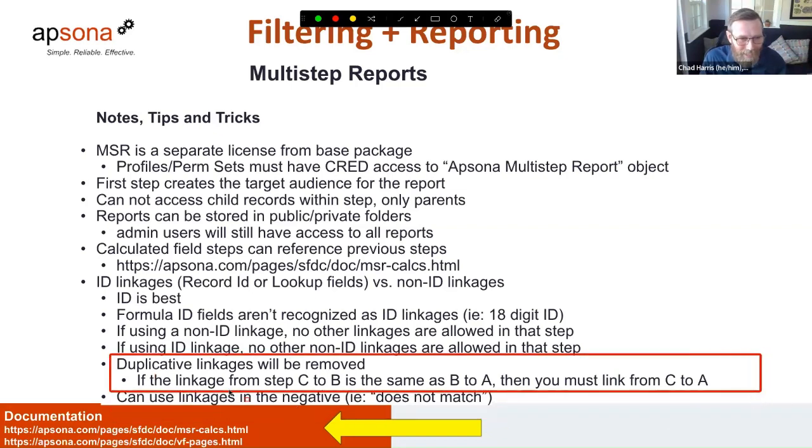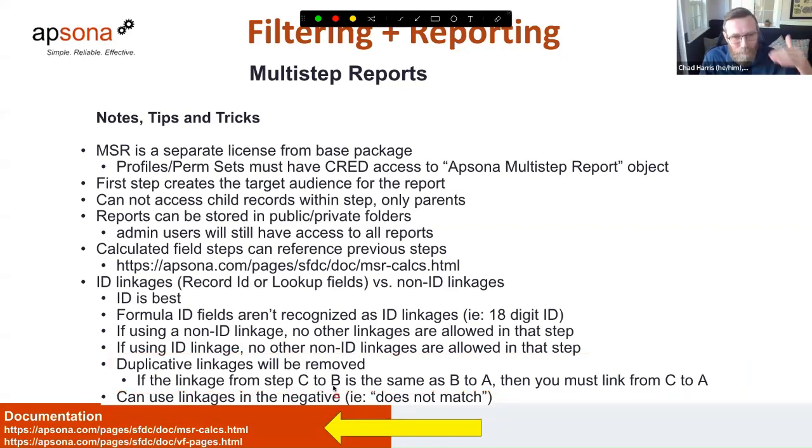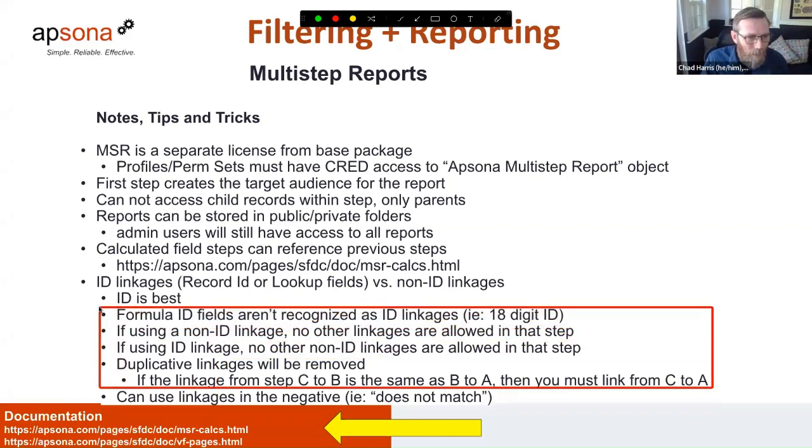But the other way to say it is, if the linkage from step C to B is the same as the linkage from B to A, then you're going to have to link C straight to A. So Apsona is dynamic and smart enough to only give you the options that you should have. But these 3 bullet points are a really good way to summarize a lot of the troubleshooting issues that pop up for linkages.